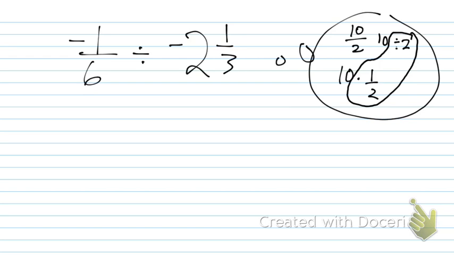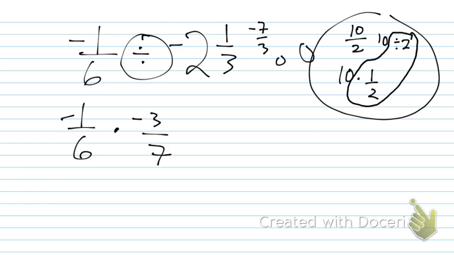So what that means for this problem is you're going to want to use your second mixed number. You're going to want to use mixed numbers as improper fractions usually. So that's the same thing as negative 7/3. Okay, so I'm going to have negative 1/6. I'm going to change division to multiplication. But in order to do that, I have to use the reciprocal. So that's going to be negative 3/7. Cool? Same problem. I just changed the way it looked.